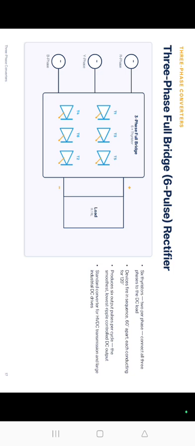Next one is the three-phase bridge rectifier. The 6 thyristors, that means 2 per phase, connect all 3 phases to the load. The devices fire in sequence 60 degrees apart, each conducting for 120 degrees. Produces 6 output pulses per cycle. The smoothest, lowest ripple controlled DC output. Standard converter for HVDC transmission and large industrial DC drives.